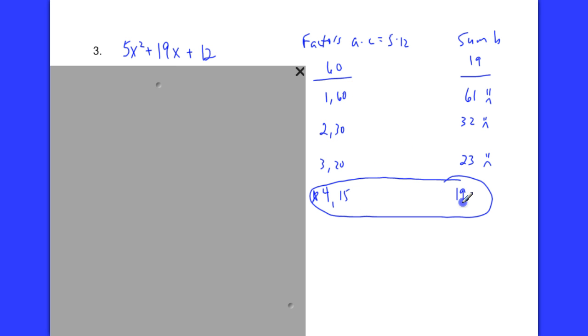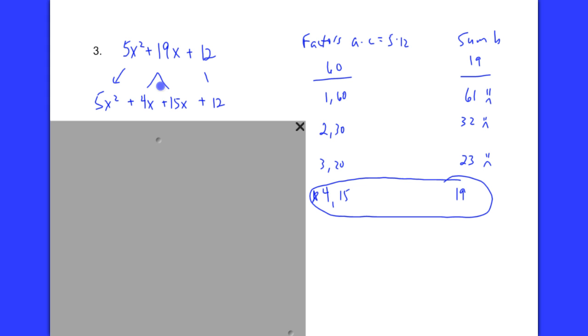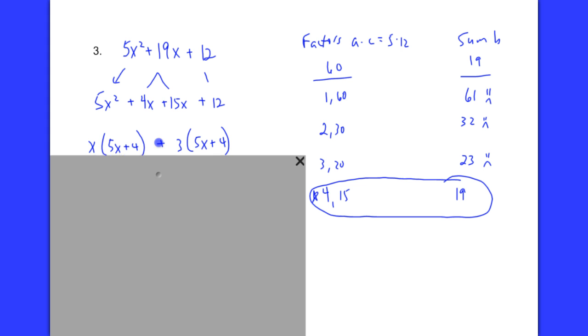That sums to 19. So I go over to my problem and I begin to expand that middle term. Again, first term stays the same. We split that up into the factors that sum to 19, that also multiplied to be 60. Bring the 12 down. Now, if you switched around this 4x and the 15x, yours might look a little bit differently from this point on, which is okay.